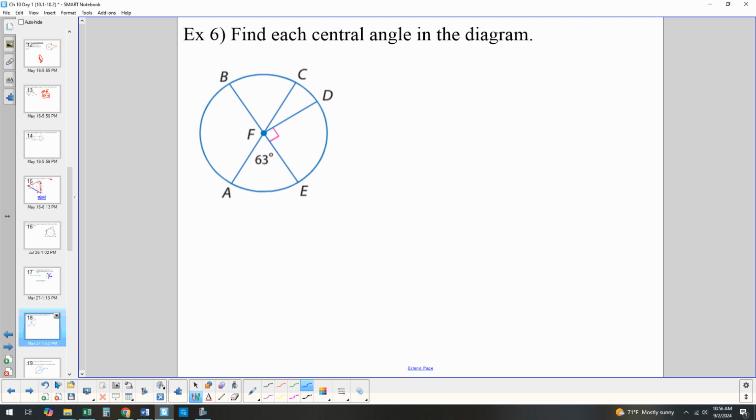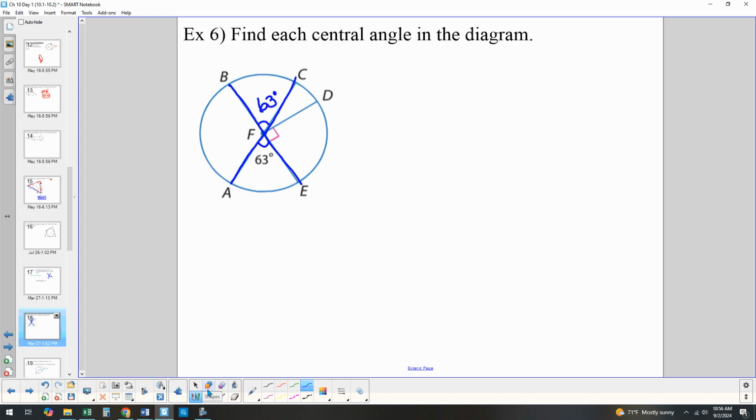So let's find each central angle in this diagram. Looks like BE and AC are diameters. So that tells us two things. We do have some vertical angles here. So I can say that angle is 63 degrees.